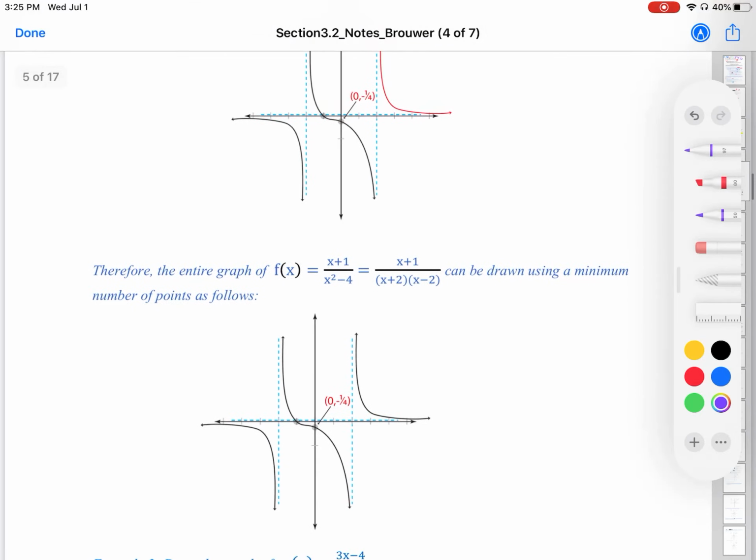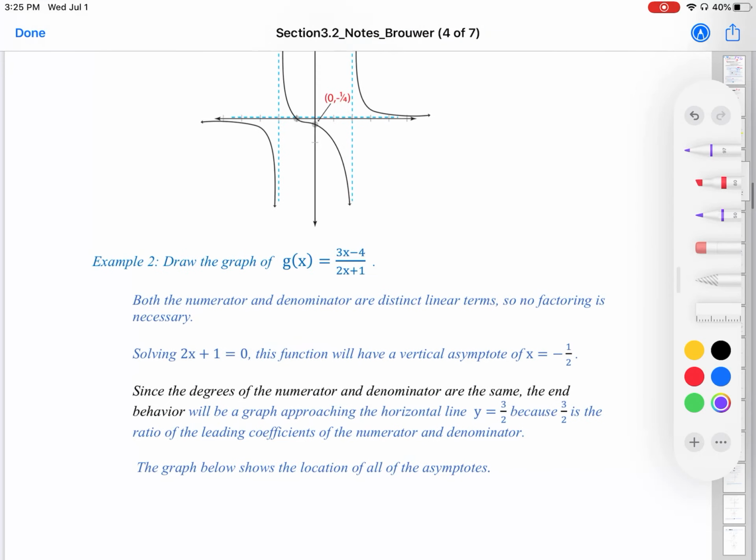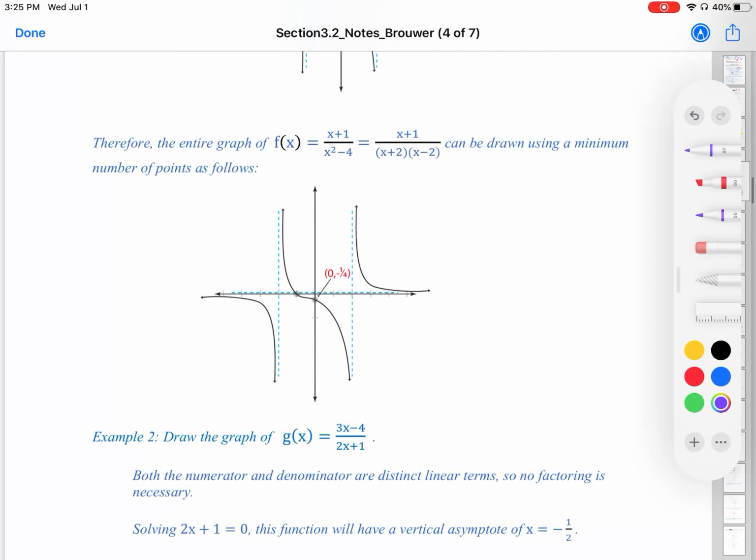Therefore, the entire graph can be drawn using a minimum number of points. Now, just to recall, what were our points? We started by finding our vertical asymptotes, our x-intercepts, and our y-intercepts. And from there, I use extra testing points. And the purpose of these extra points is just to see if they're positive or negative. That's our only concern.